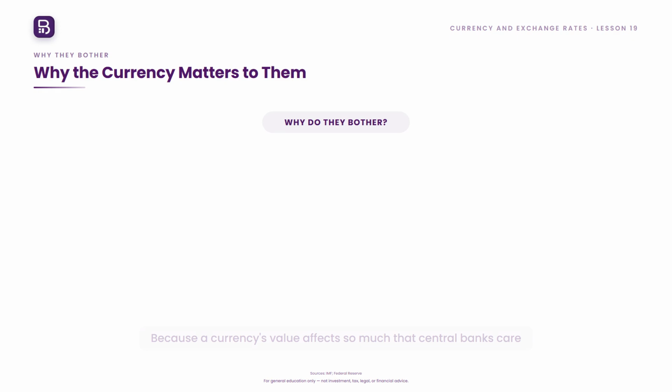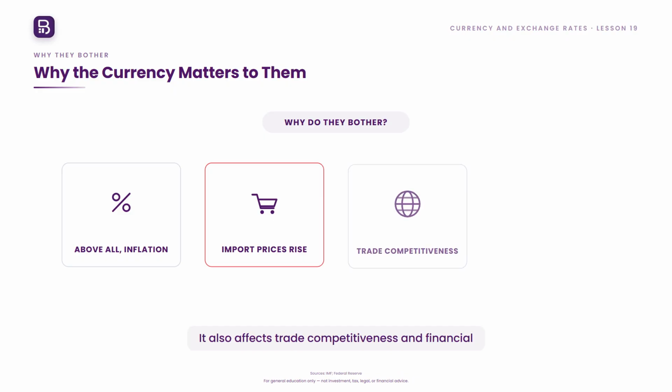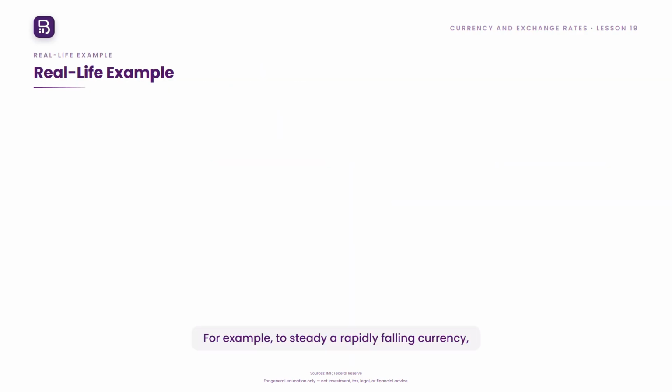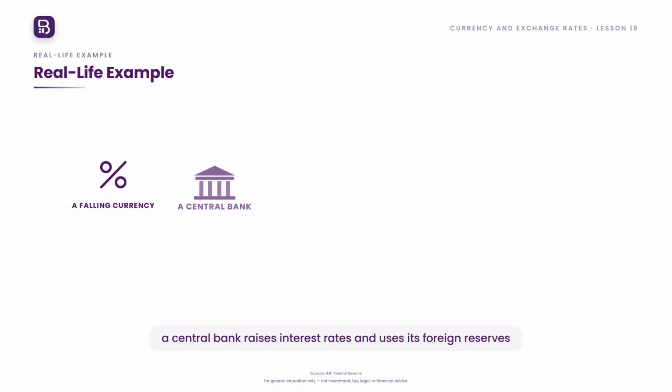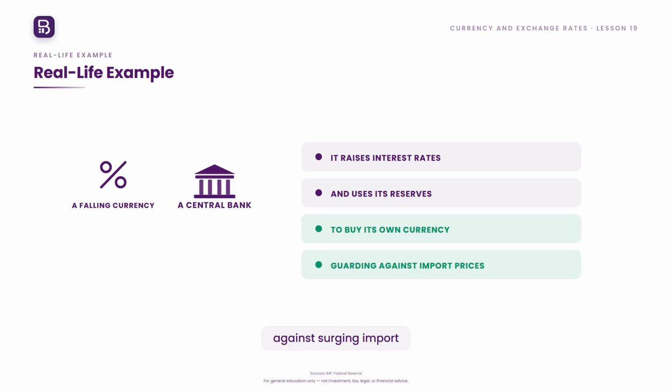Why do they bother? Because a currency's value affects so much that central banks care about. Above all, inflation, since a falling currency can push up import prices and prices generally. It also affects trade competitiveness and financial stability. For example, to steady a rapidly falling currency, a central bank raises interest rates and uses its foreign reserves to buy its own currency, supporting its value to protect against surging import prices.